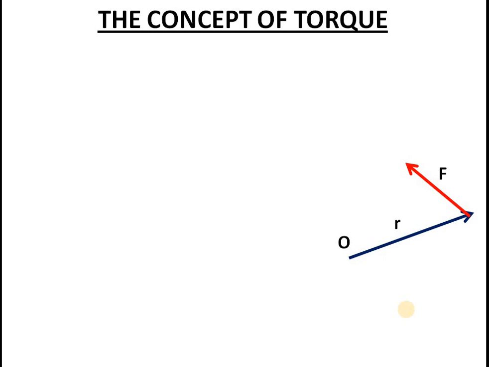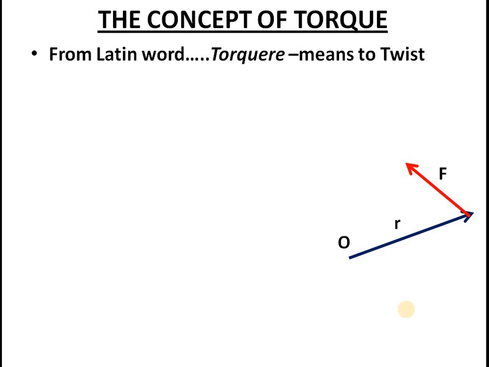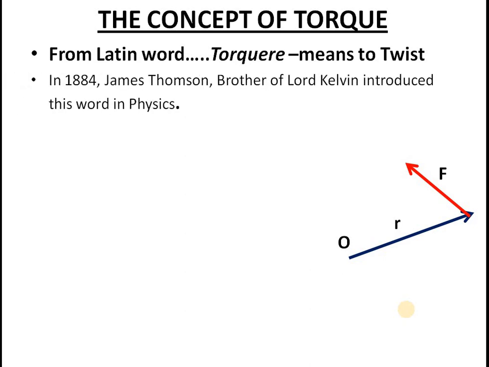So first, what exactly is torque? This is an interesting, intriguing question. What is meant by torque? It's in fact a Latin word, torquere. Its simple meaning is to twist something. You know what twisting is? Some sort of turning, you can say, a turning effect. Technically, this word was introduced by James Thomson.